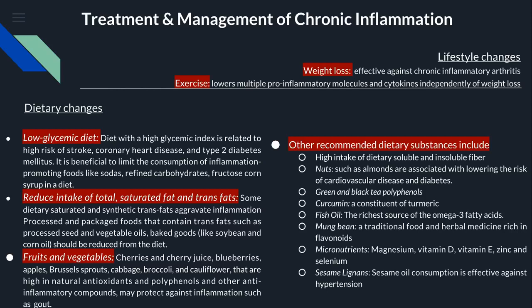So, you can see other recommended dietary substances, which include consumption of fibers, nuts, such as almond. I hope other nuts are recommended anyway. Okay, green and black tea. I don't know all this, but you can research it. Curcumins, that's a constituent of turmeric. Oh, I know about fish oil definitely, but I think I did the research on it. They are high in omega-3 fatty acid, which is actually good for people suffering from cardiovascular diseases. Mung beans, then food rich in all these micronutrients, and sesame oil. Well, I think I heard somebody talking about that recently.